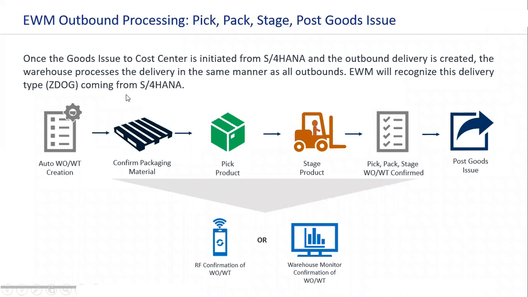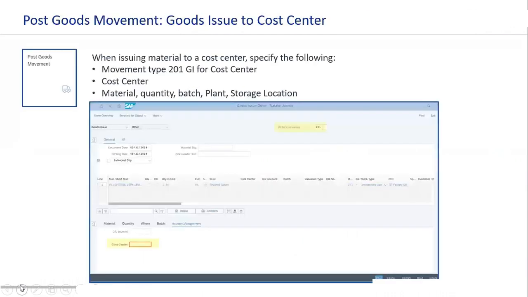Once the goods issue to cost center is initiated from S/4HANA and the outbound delivery is created, the warehouse processes the delivery in the same manner as all outbounds. EWM will recognize this delivery type, ZDOG, coming from S/4HANA. When issuing material to a cost center, you specify the following: the movement type, the cost center, and the material, quantity, batch, plant, storage location.